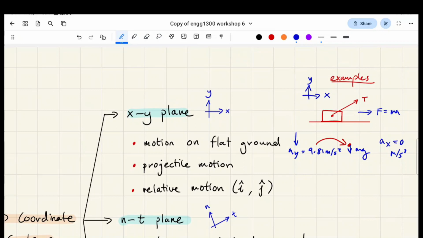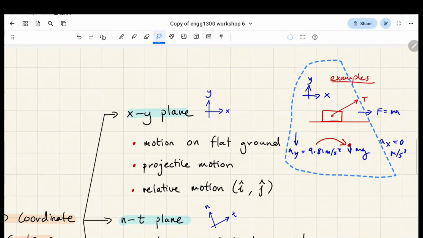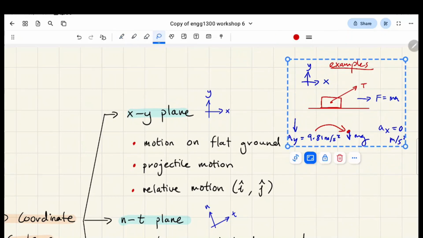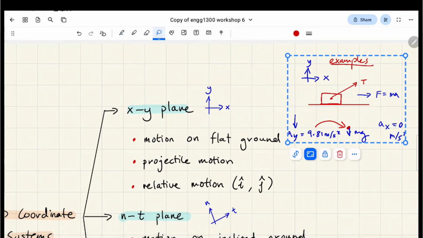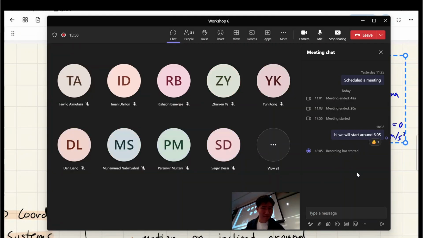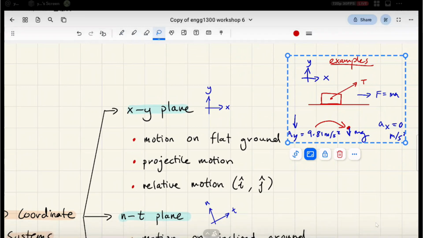So that's projectile motion. With relative motion, I'm going to move this slightly. I'm going to quickly check online to see if there's problems, because there were problems at the start last time. Seems we're good.